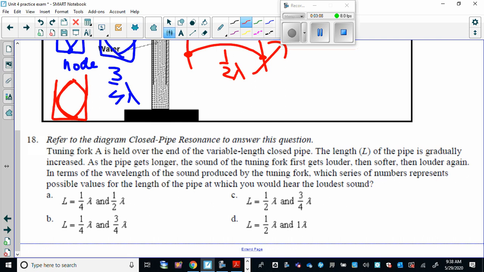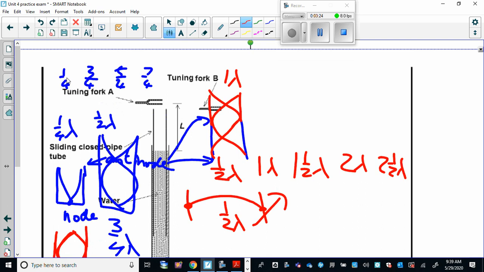So in terms of wavelength, which series of numbers represents possible values for the length of the pipe? It's going to be 1/4. Well, given that we've discussed it a lot, it's obviously that one. Closed pipes are 1/4, 3/4, 5/4, 7/4.